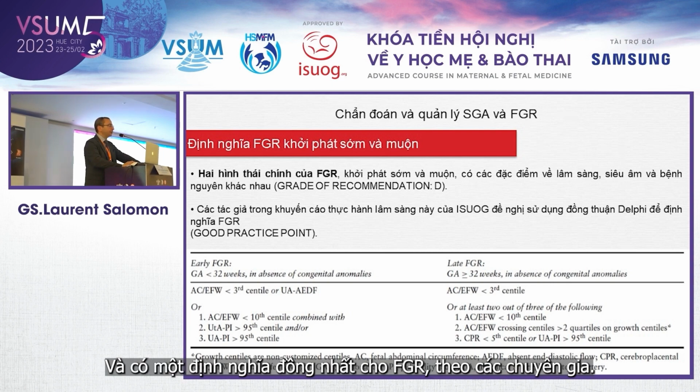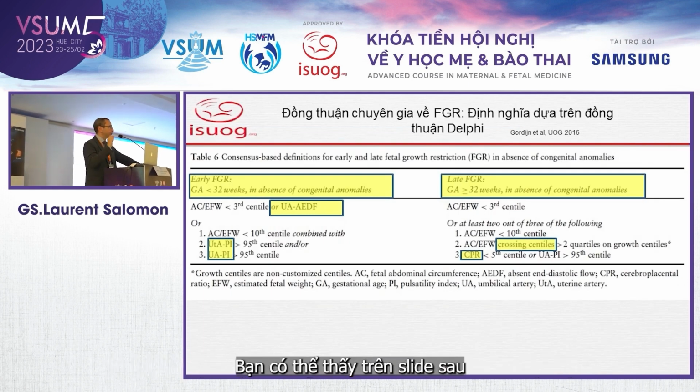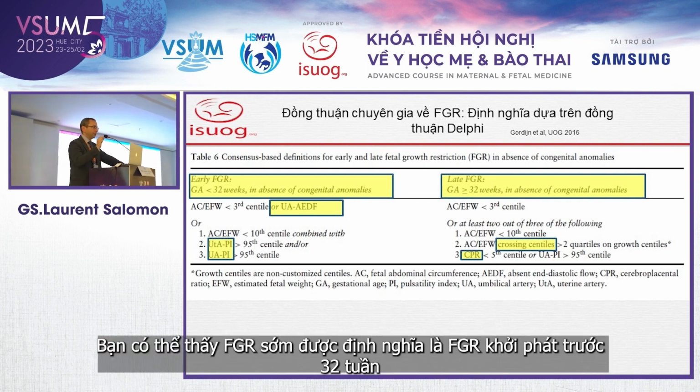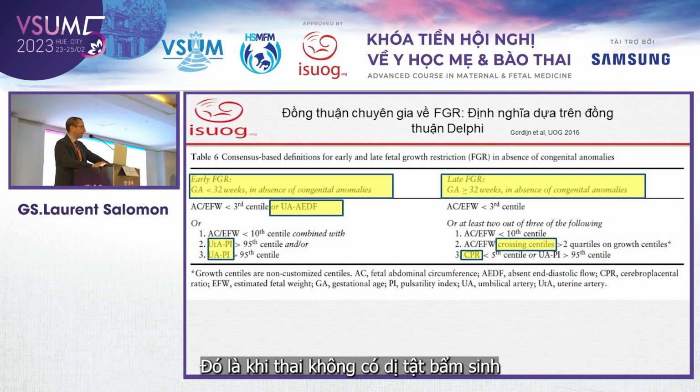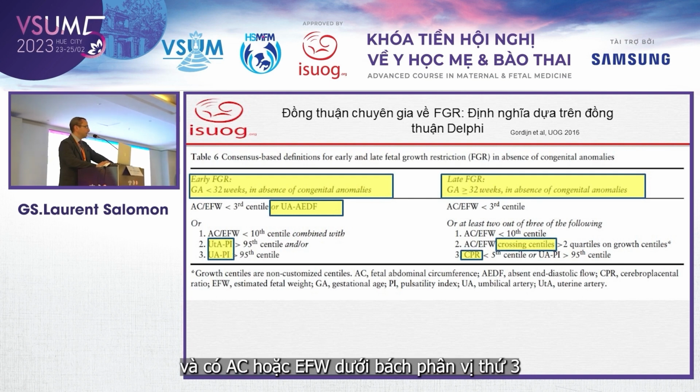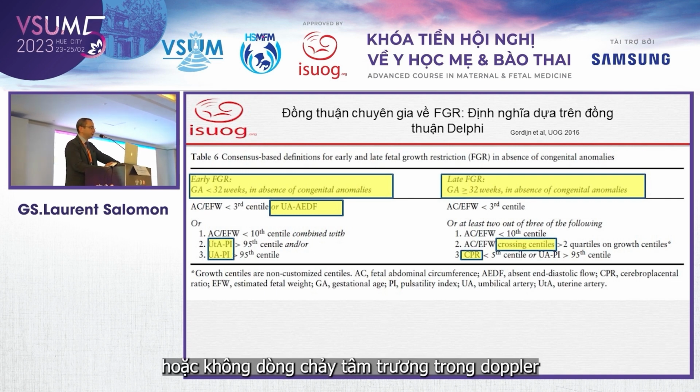And again, there has been a consensus now on what is fetal growth restriction based on experts, and you've got this consensus on this slide. It's a very important slide. You can see that you will define early fetal growth restriction as growth restriction before 32 weeks. And what is it? Of course, it's in absence of any congenital anomalies. And it's either a baby with AC or estimated fetal weight below the third centile. So being below the third centile is enough. Or having an absent end diastolic blood flow in the Doppler.